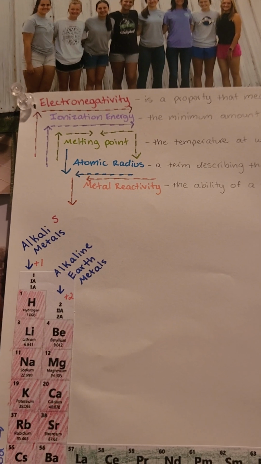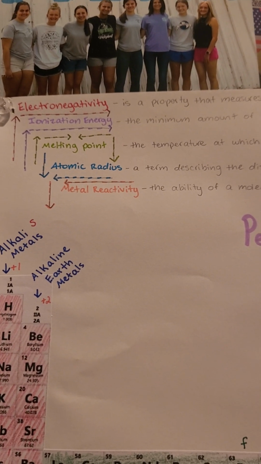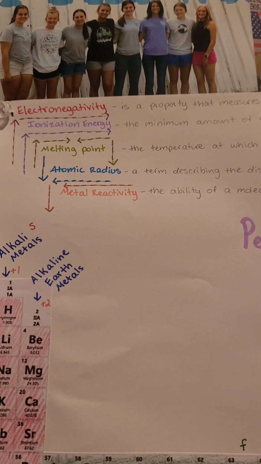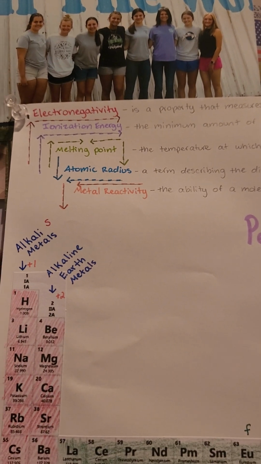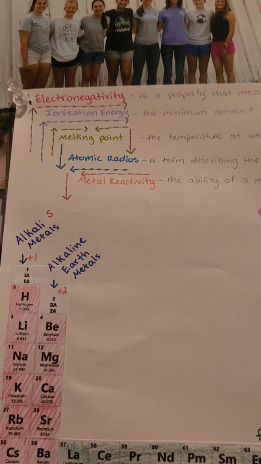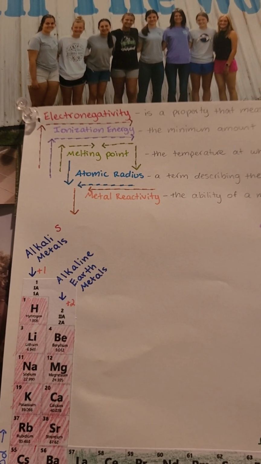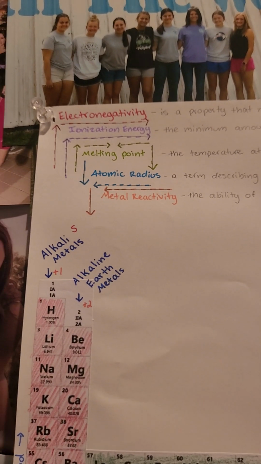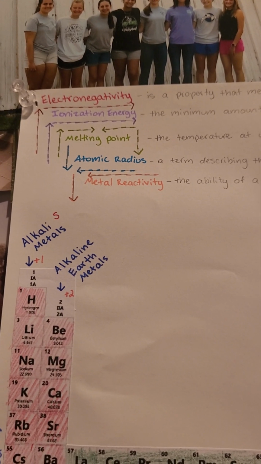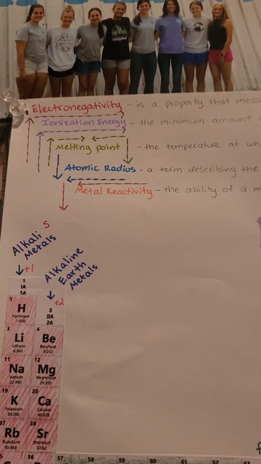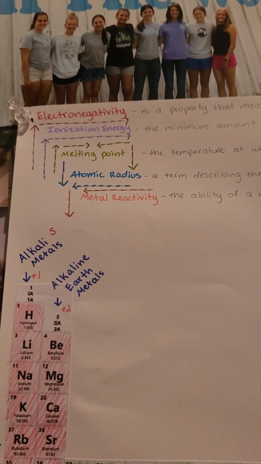Next is ionization energy, which is the minimum amount of energy required to remove an electron from a neutral atom's outermost electron shell in the gaseous phase. And you can see that going up on the left is getting stronger, and going right on the top, just like electronegativity. Next is the melting point, which is the temperature at which a substance changes state from solid to liquid at atmospheric pressure.